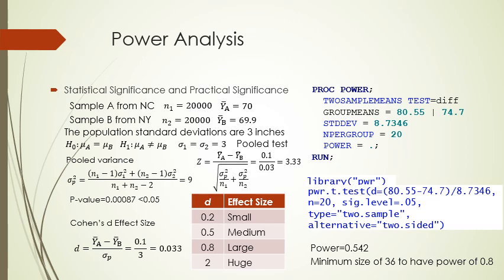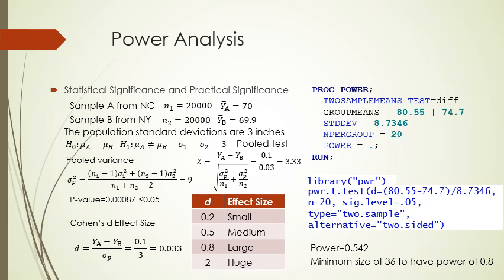We find the test statistic z-score is (70 minus 69.9) divided by 0.03, which is 3.33. And the p-value is 0.00087 for the two-tailed test. The difference is statistically significant, but a 0.1 inch difference could be within the measurement accuracy. It may not be practically significant and helpful in decision making.